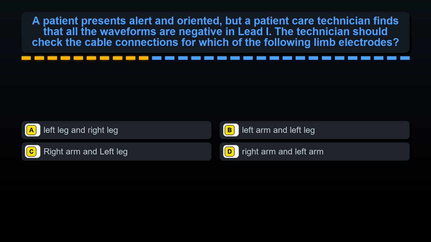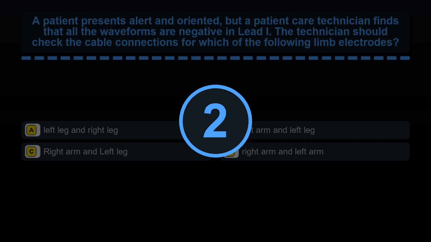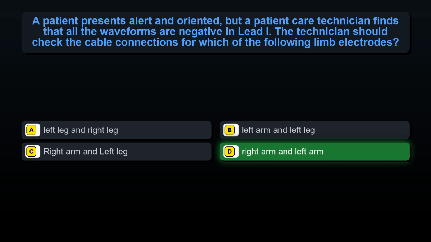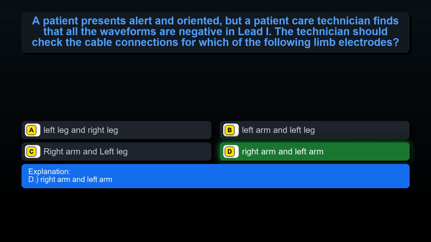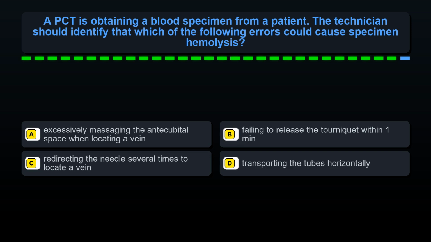Option A, left leg and right leg. Option B, left arm and left leg. Option C, right arm and left leg. Option D, right arm and left arm. The correct answer is option D, right arm and left arm. Question 37. A PCT is obtaining a blood specimen from a patient.